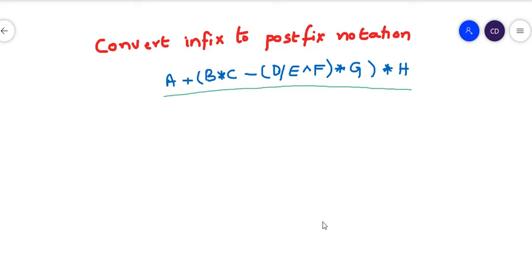Hi everyone, in this video I'm going to explain how to convert infix notation to postfix notation in data structures. Infix notation always has this format: you can take any operator like plus, multiplication, division, subtraction, whatever it will be. Always the operators are placed in between the operands.